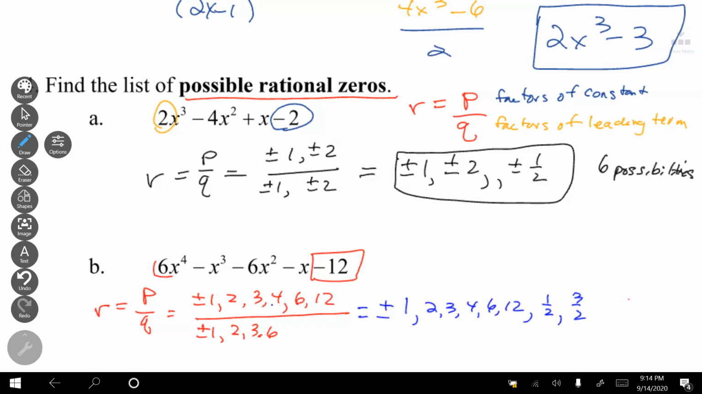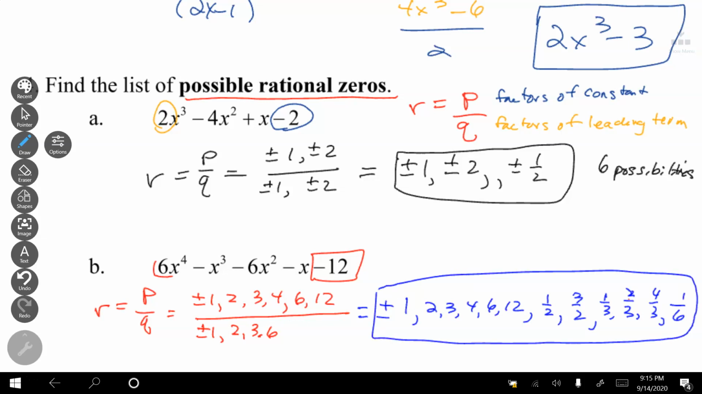Then I'm going to do every term in the numerator divided by 3. 1/3, 2/3, 3/3 is already listed. 4/3, 6/3, and 12/3 are already listed. And then everything divided by 6. So there's going to be 1/6, 2/6 is already done, 3/6 is already done, 4/6, 6/6, and 12/6 are already done. I get this whole list of numbers here, and they're 1, 2, 3, 4, 5, 6, 7, 8, 9, 10, 11, 12, plus or minus 24 possibilities.